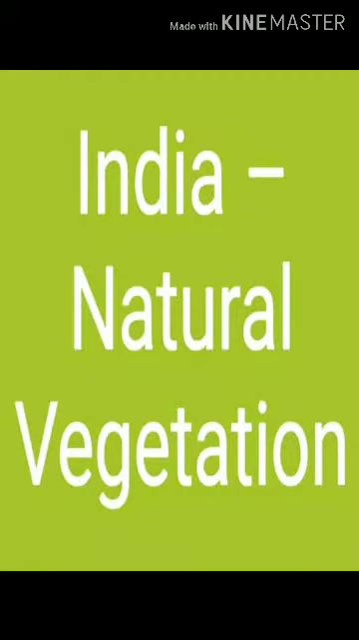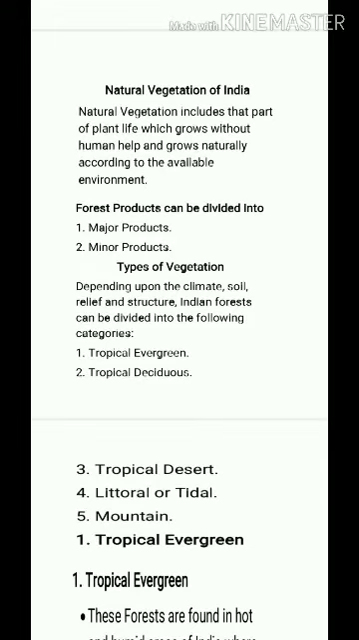Natural vegetation. In this chapter, natural vegetation includes that part of plant life which grows without human help and grows naturally according to the available environment. The part of the natural vegetation which has remained undisturbed by humans is called virgin vegetation. This is found only in the remote parts of the Himalayas. In the rest of the country, the natural vegetation has changed as man's interference has increased.